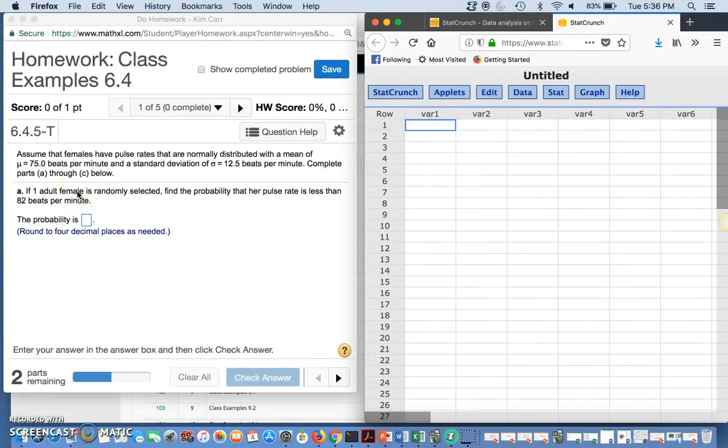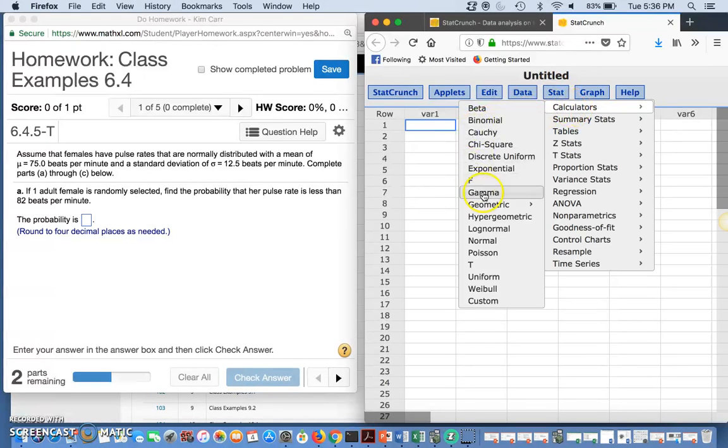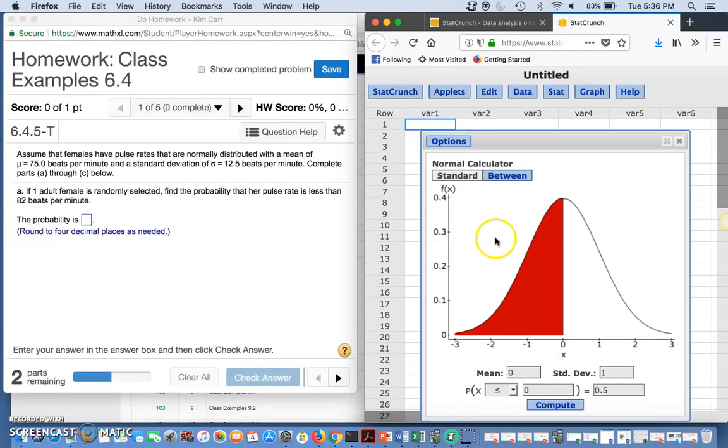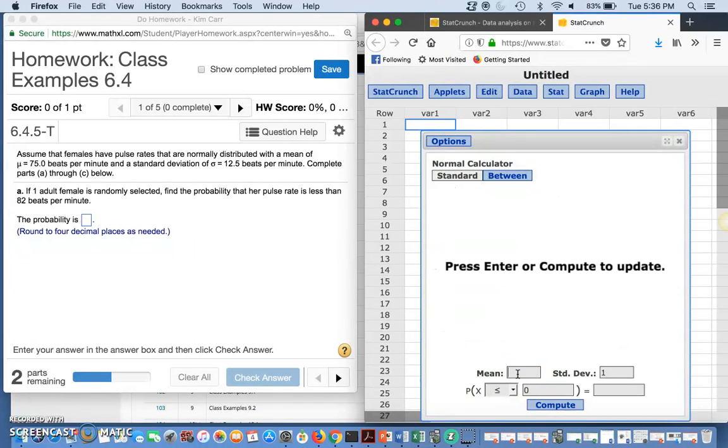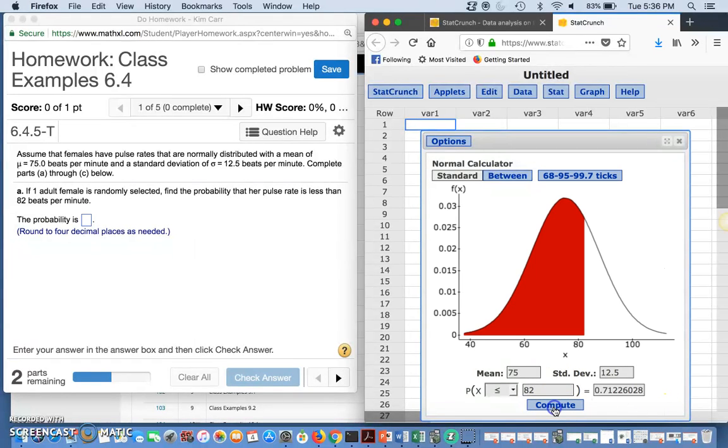Okay, so we're doing the normal distribution again, is all we're doing. So we're going to go to Stat, Calculator, and go to Normal. First thing we need to pick up out of here is the mean, and our mean is 75. So put that in. Then we want the standard deviation, that is 12.5. Okay, then read the question. If one female is randomly selected, find the probability that her pulse rate is less than 82 beats per minute. So less than or equal to is what you're using here, and compute.